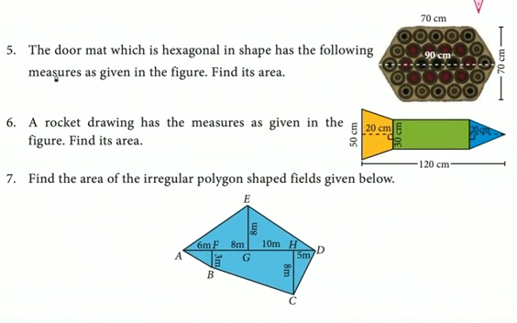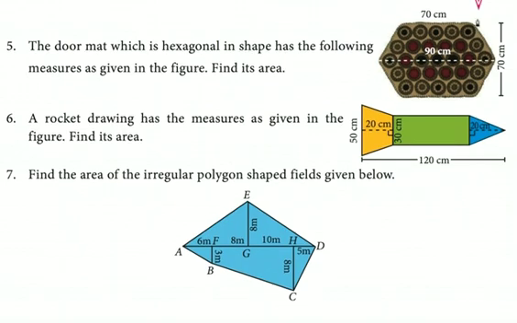Okay, the doormat which is hexagonal, 1 2 3 4 5 6, yeah, this is hexagonal in shape, has the following measures as given in the figure. Find its area. What are the measures? From here to here it is 90 cm. From here to here it is 70 cm, and from here to here it is 70 cm.